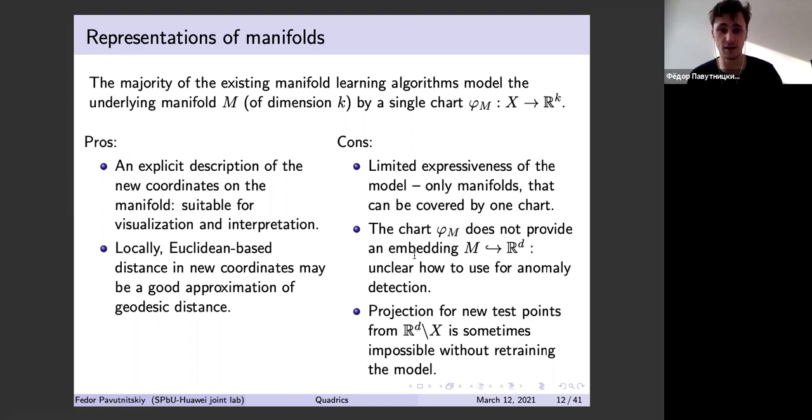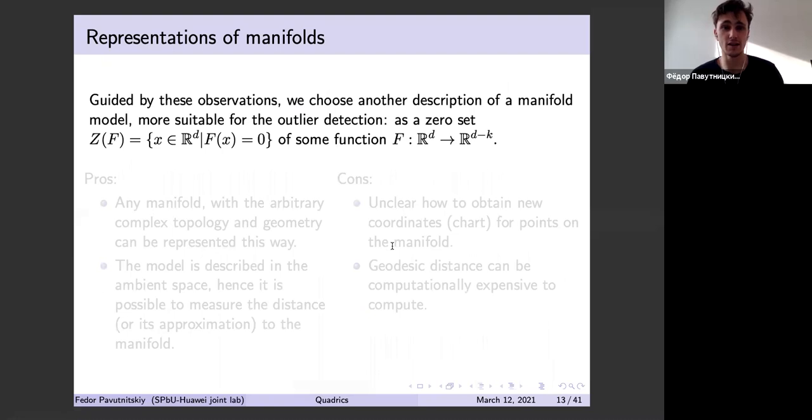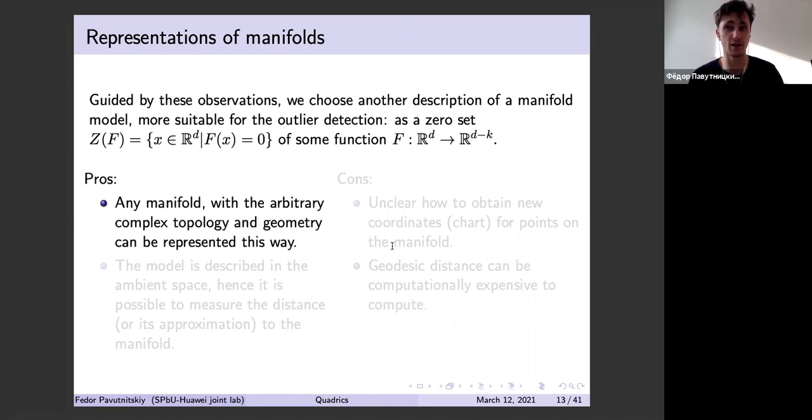Since at least at first glance it's unclear how to use it for anomaly detection, we use another representation of a manifold. This is a representation of the manifold as the zero set of some function. Actually, any manifold can be represented as the zero set of some function. For example, if you already have a manifold, just consider the function that is the distance from a point to the manifold. Of course, for all points of the manifold, this function is zero, and only for these points. So any manifold can be represented as a zero set of some function.